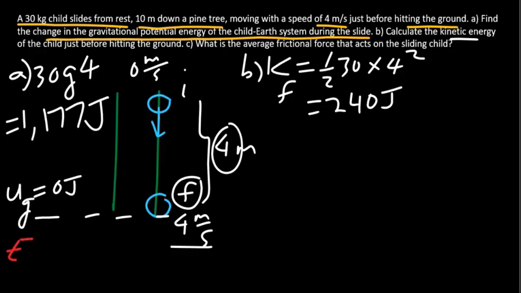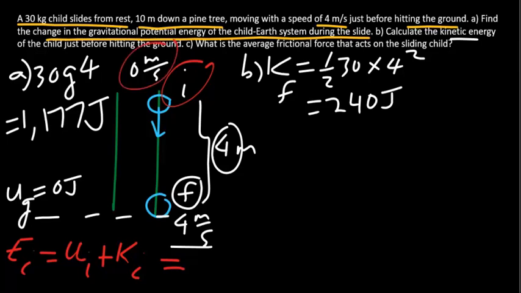That means the mechanical energy at the initial location is given by the gravitational potential energy of the system when the child is there, plus the kinetic energy there. We know the kinetic energy there is 0 because the child slides from rest. So the potential energy there is 1177 joules as determined in part A.